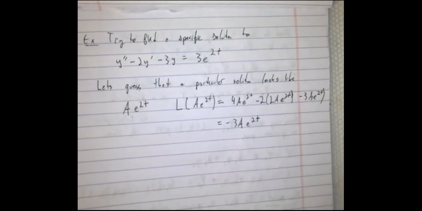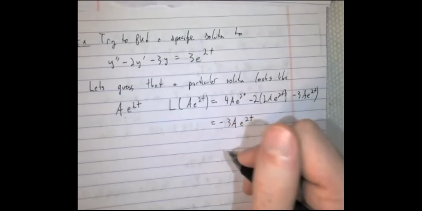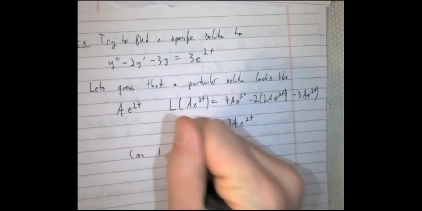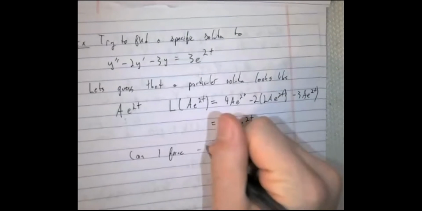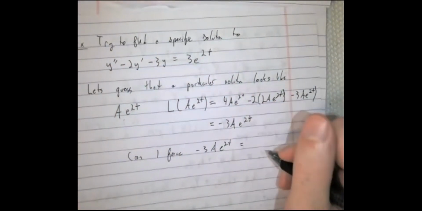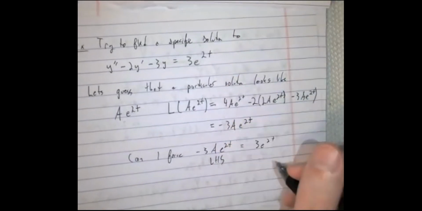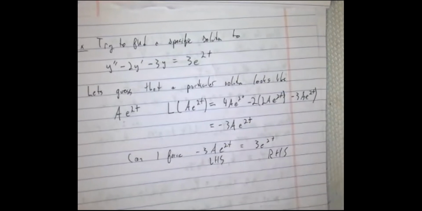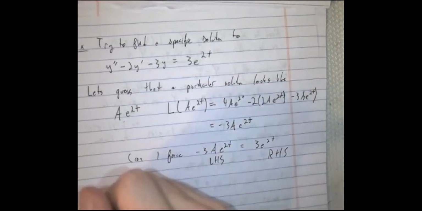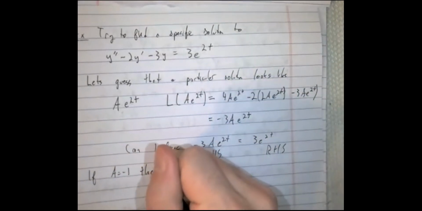Yeah, I should have a minus in front. And now I'm just saying, what should a be? Can I force negative 3a e to the 2t, which is the left-hand side, to be equal to 3e to the 2t, which is the right-hand side, by a choice of a? And the answer is yes. If a is equal to negative 1, then they are equal.